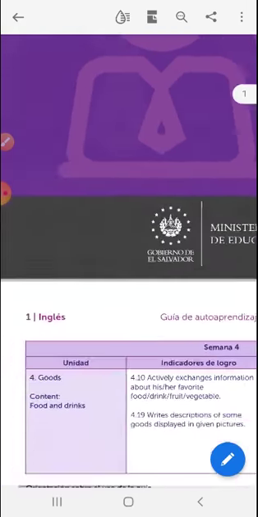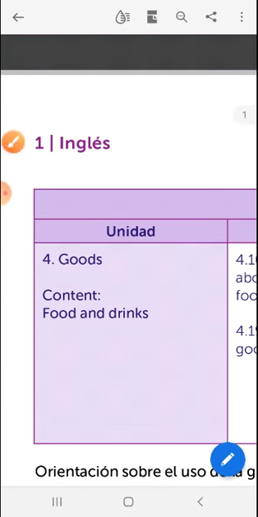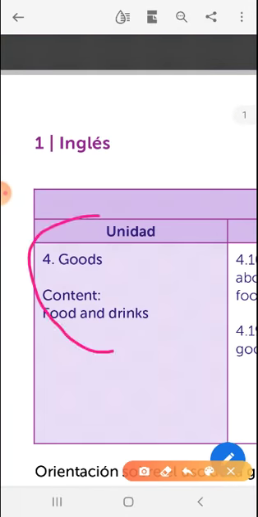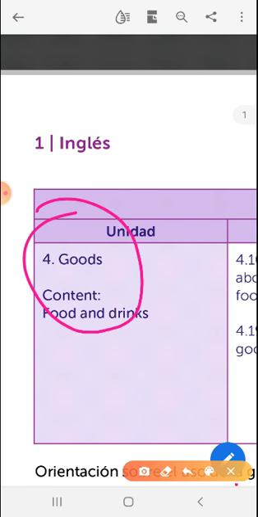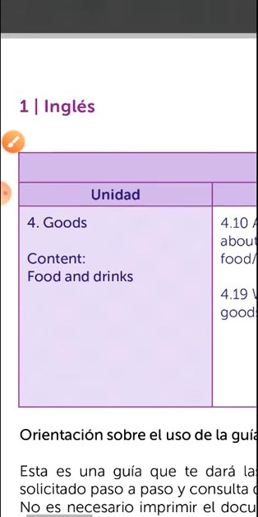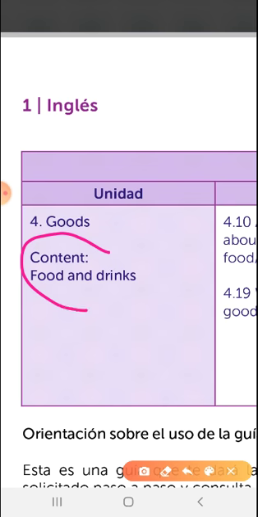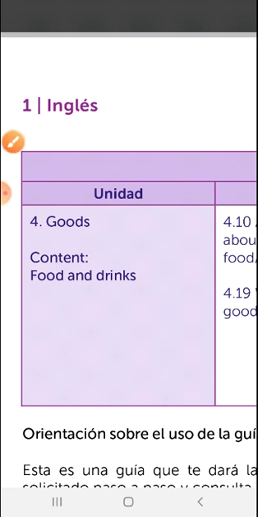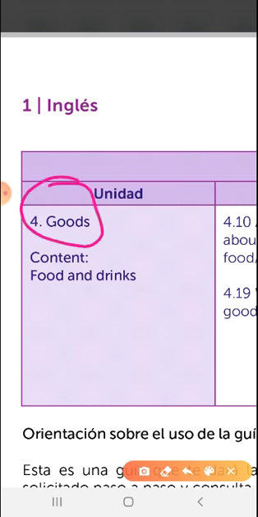Okay, let's start with the guide. For the first part, you will have to elaborate the unit number 4, okay? Ya tiene que tener elaborada la unit number 4. You should have elaborated before. Also, you have to write a topic down your notebook. Escribir el topic en su cuaderno. Por supuesto, esto ya lo hizo antes, ¿verdad?